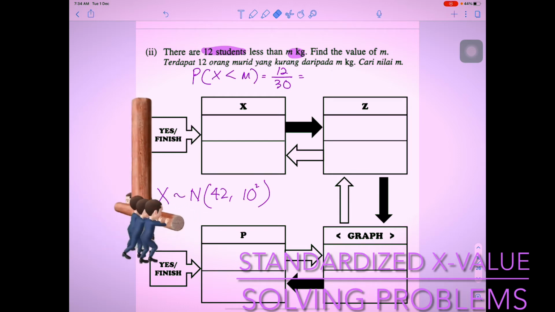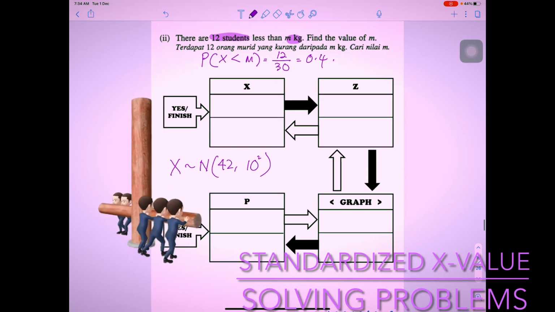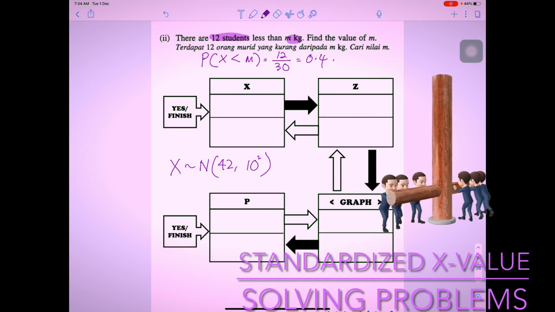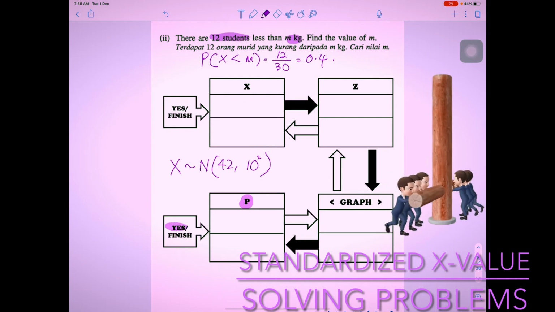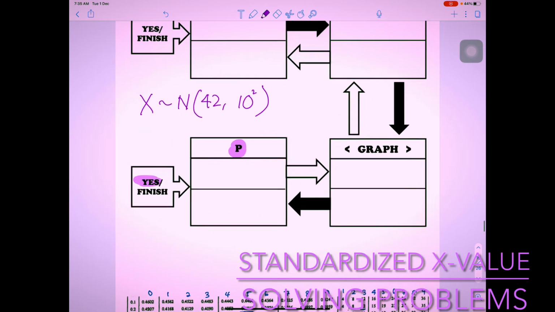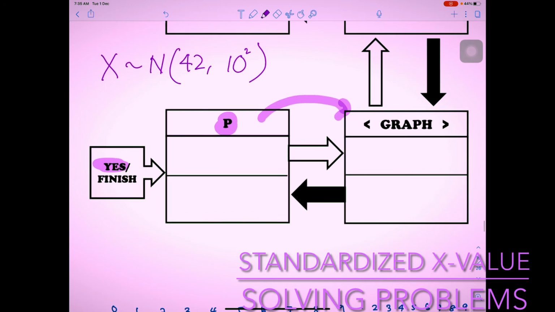Now from the information given, we are given a probability. So we start from right to left: from P, followed by the graph, then Z, and last but not least, find the value of X or m. We start from P. We know that P(X less than m) equals 0.4. Therefore P(Z less than (m minus 42) over 10) equals 0.4.